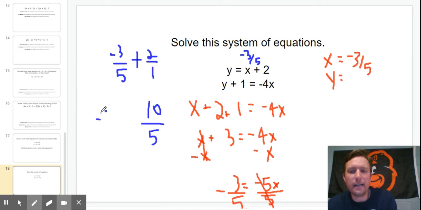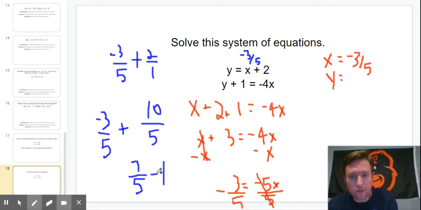So when I have a negative adding to a positive, I'm going to find the difference. Okay, so what's the difference between 10 and negative 3? That's right, 7. So it would be 7/5, or positive 7/5. 5 goes into 7 one time with 2 left over. So my value for y would be 1 and 2/5.